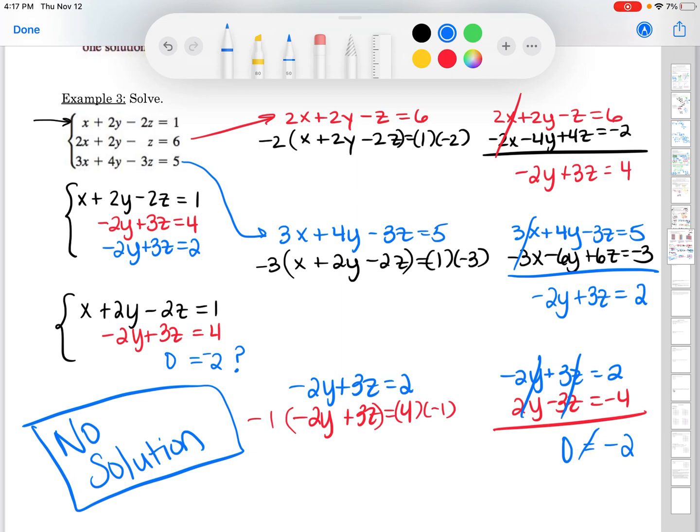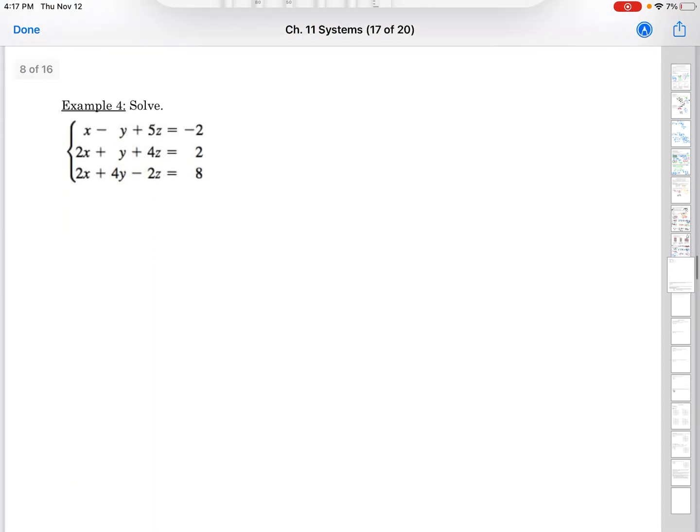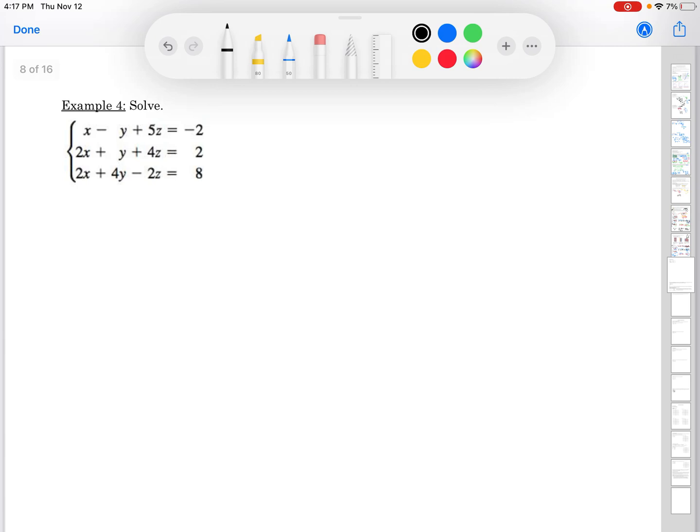All right, so let's try another example. Again, the first equation stays the same. We're not doing anything to the first equation, as long as it has all three variables. If for some reason it didn't, then I might want to alter it, but I believe all your examples are not going to have that issue.